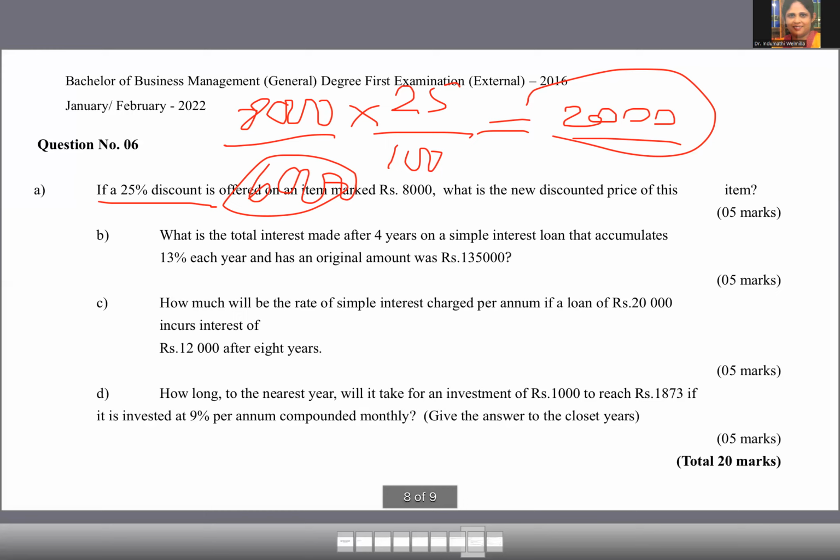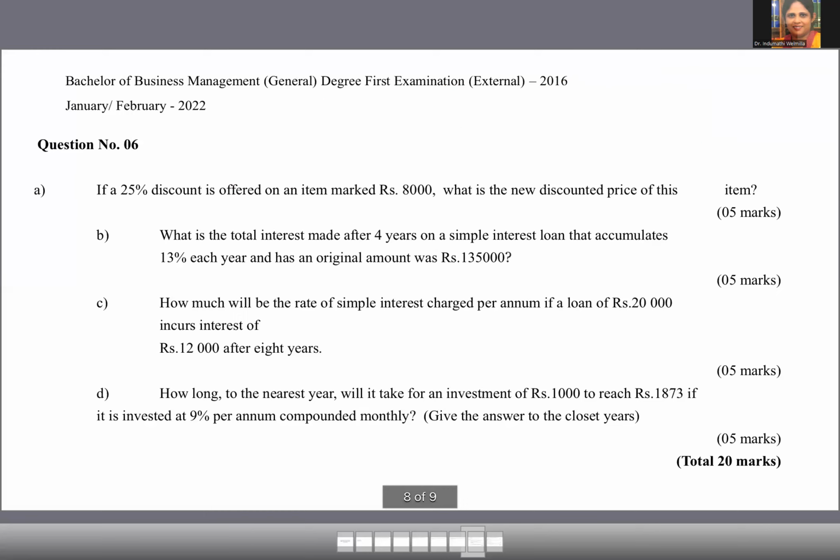Okay, so then the second part of this section: what is the total interest made after 4 years on a simple interest loan that accumulates 13% each year and has an original amount of 135,000? Okay, so total interest made after 4 years, right? It is also simple interest, right? It's a very easy question. You can compute that one.